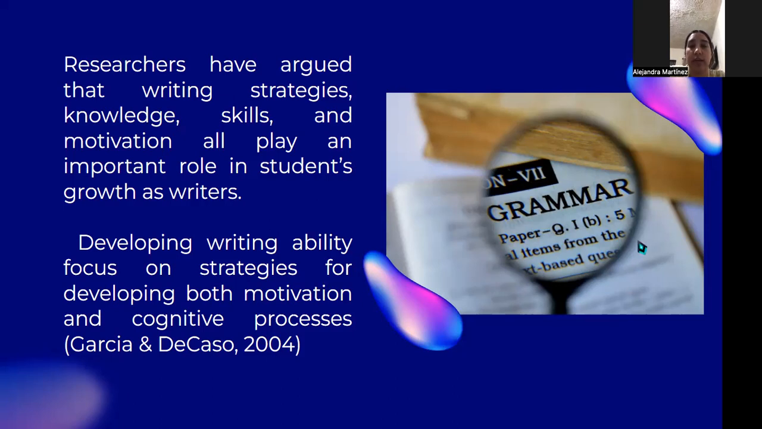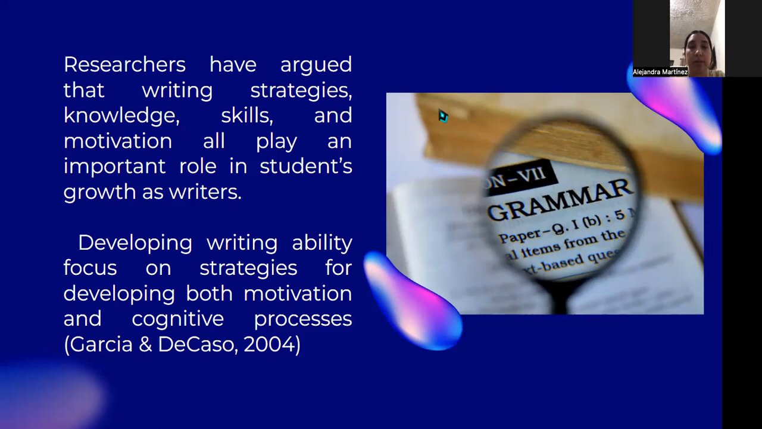Struggling writers often lack or have ineffective strategies for accessing the knowledge they possess. Therefore, effective research-based strategies must be employed in the classroom to help struggling writers become successful writers. Researchers have argued that writing strategies, knowledge, skills, and motivation all play an important role in student growth as writers. Because of the way in which affective and cognitive processes interact with writing, it is important that interventions for developing writing ability focus on strategies that develop both motivation and cognitive processes.